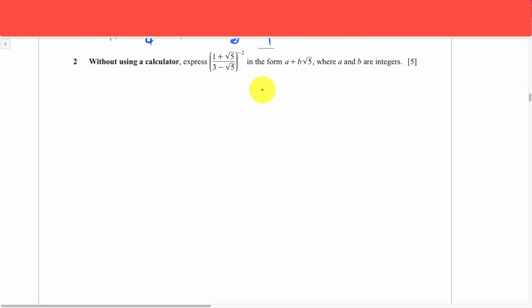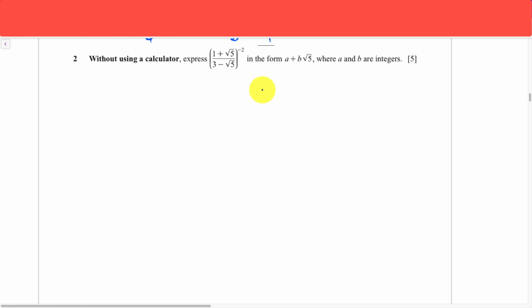Okay, I will move on to the second question. Without using the calculator, express this one in that form. This is a 5-mark question. Whenever I see a negative power, the first thing I do is apply the negative to the fraction, which actually flips it over. So you get 3 minus square root 5 over 1 plus square root 5. Next I will square both, because the square applies to top and also bottom, so I will just expand it.